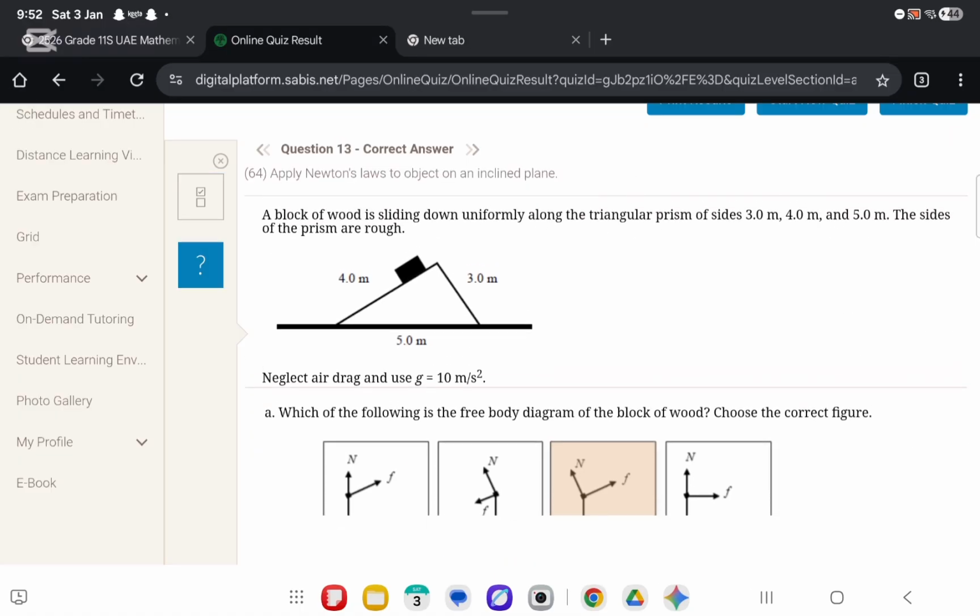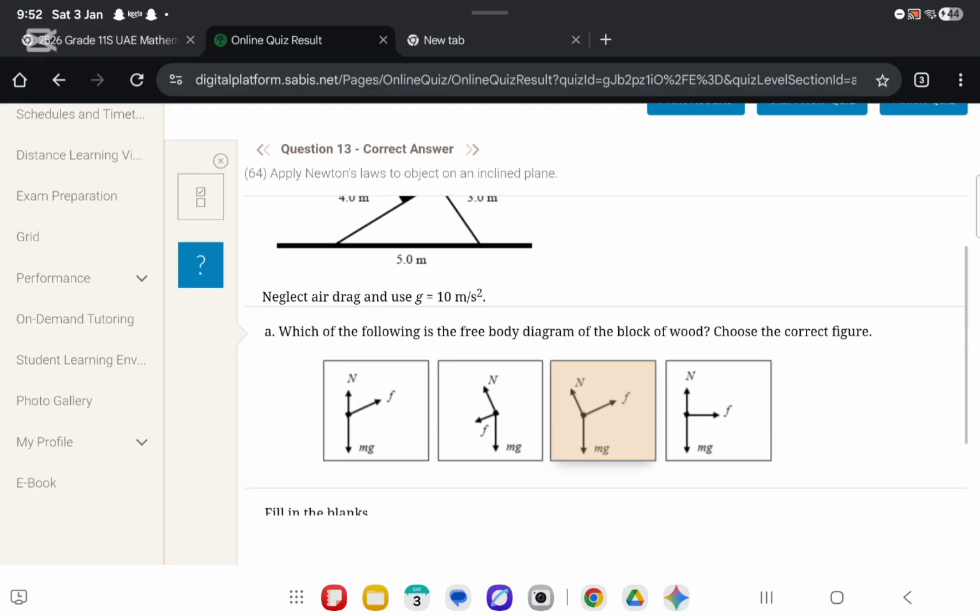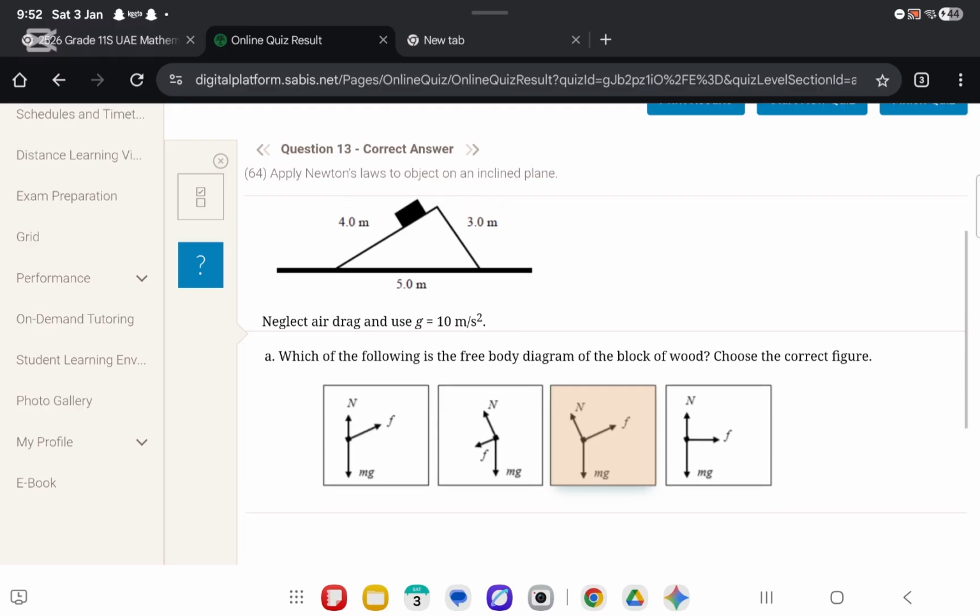Now, a block of wood is sliding down uniformly along the triangular prism of sides 3, 4, 5. The sides of the prism are rough. So neglect air drag and use g as 10 meters per second squared. Okay, this is good. They're simplifying our calculation. So which of the following is the free body diagram of the block of wood?